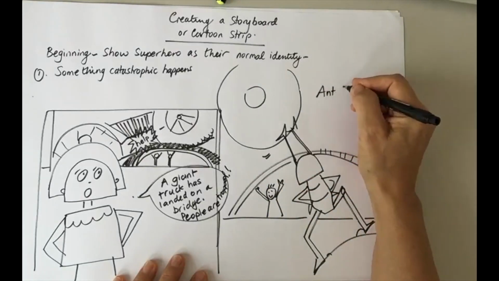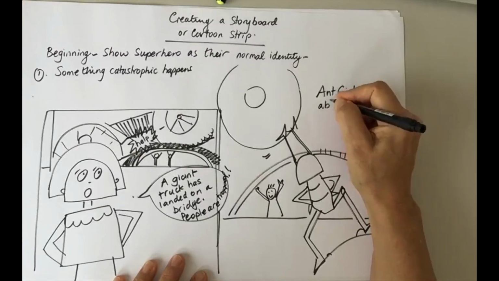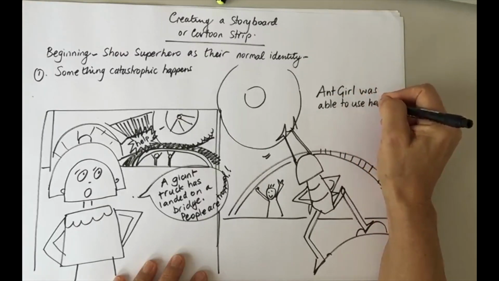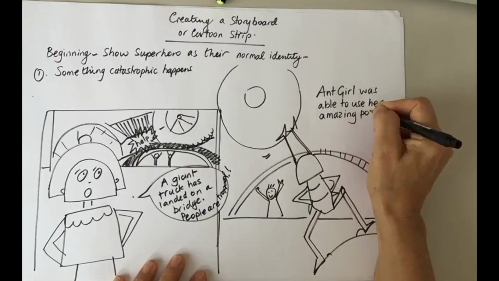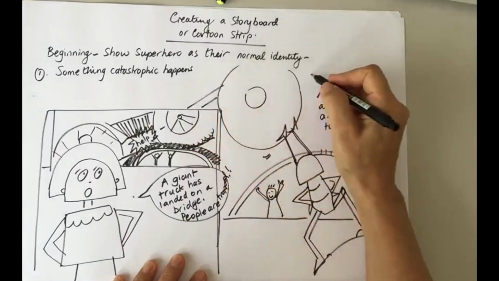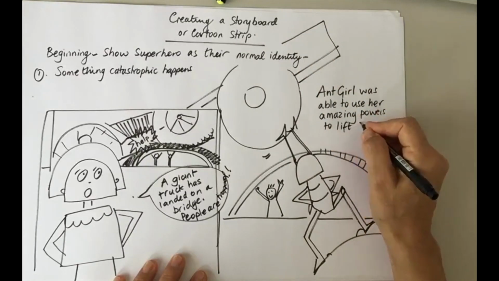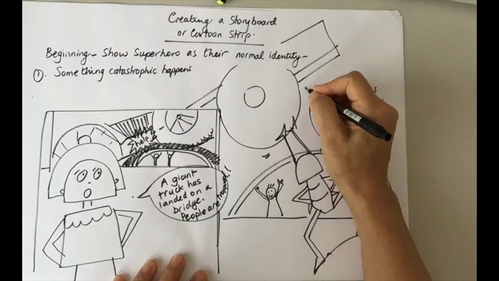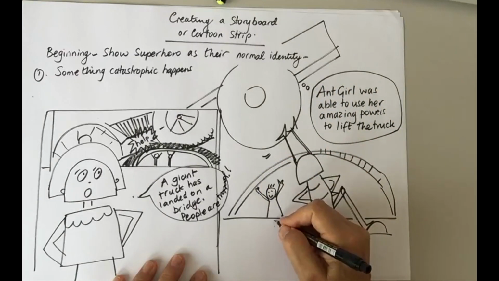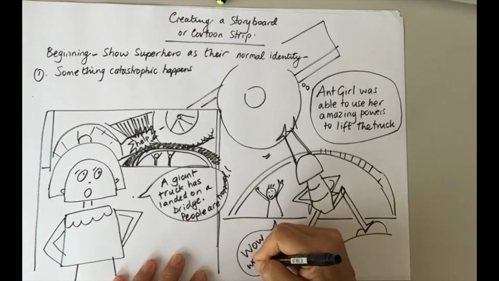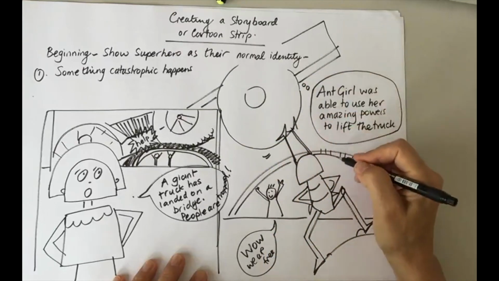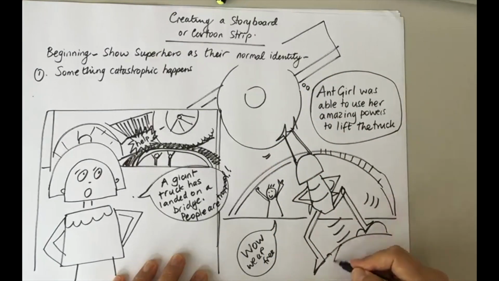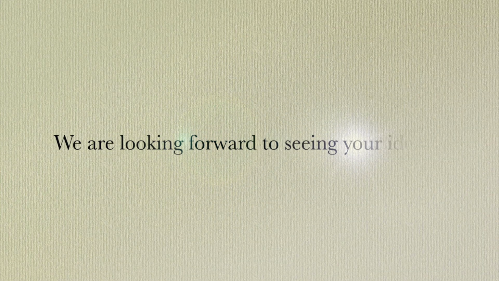Still a little bit of foreground, background. Ant Girl was able to use her amazing powers to lift the truck. Okay, hooray! Wow, we are free. Now you could go on, do 2 or 3 more boxes. I've just added this little bit here. Here's maybe her brothers and sisters or some normal ants coming out to look. Anyway, look forward to seeing your ideas.